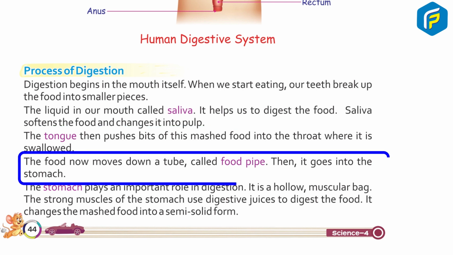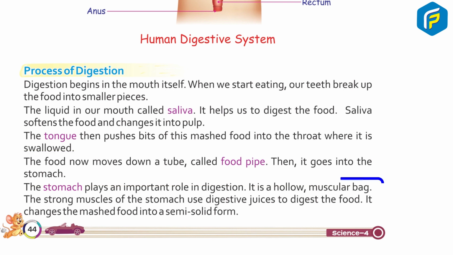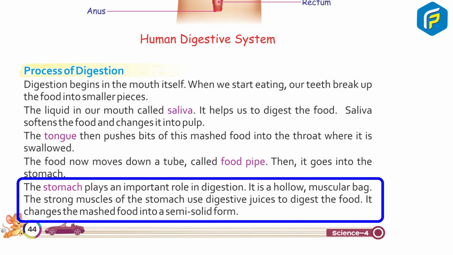The food now moves down a tube called the food pipe. Then it goes into the stomach. The stomach plays an important role in digestion. It is a hollow muscular bag. The strong muscles of the stomach use digestive juices to digest the food. It changes the mashed food into a semi-solid form.